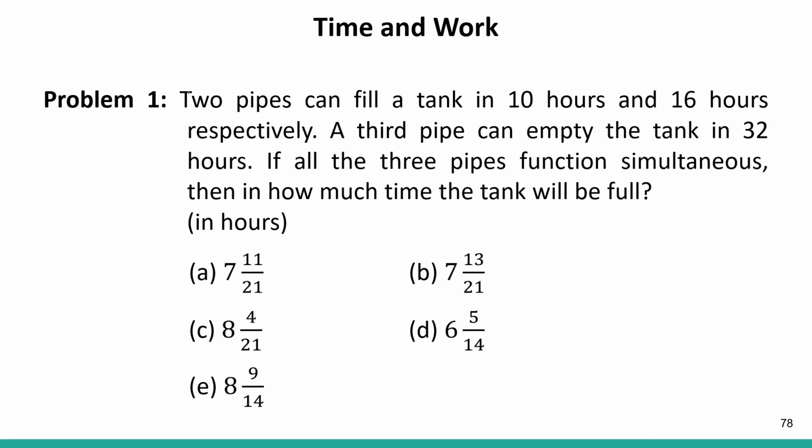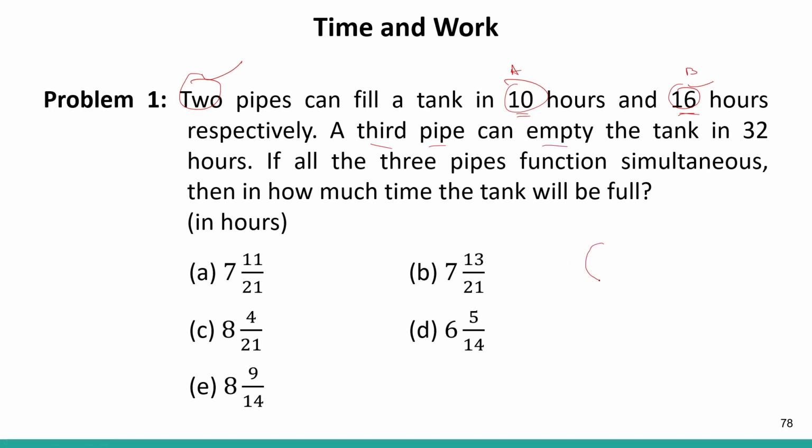It tells us that there are two pipes which can fill the tank in 10 hours and 16 hours each. Let this be pipe A and this be pipe B. So they can fill it in 10 and 16 hours respectively. But there is another culprit here: a third pipe which can actually empty the tank.